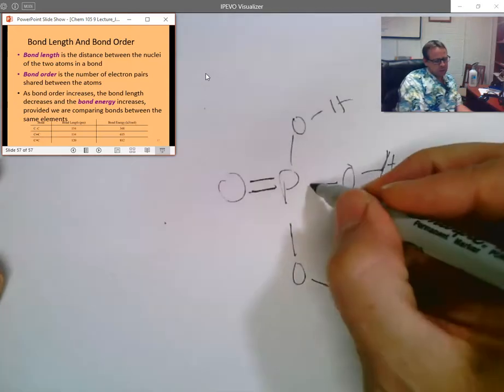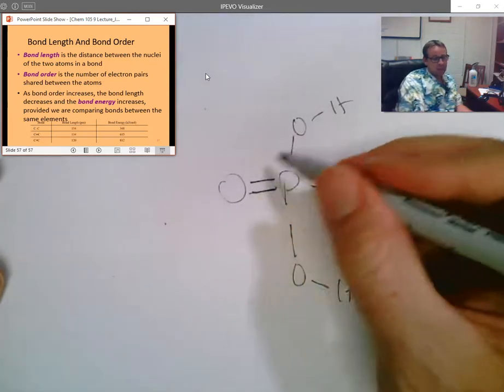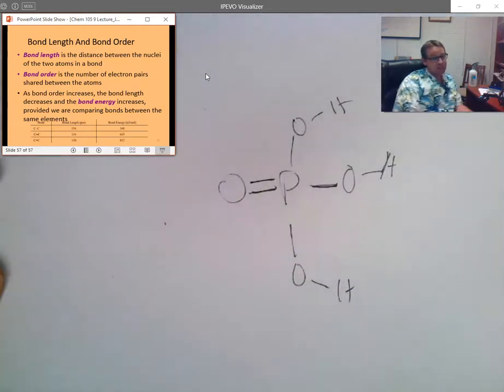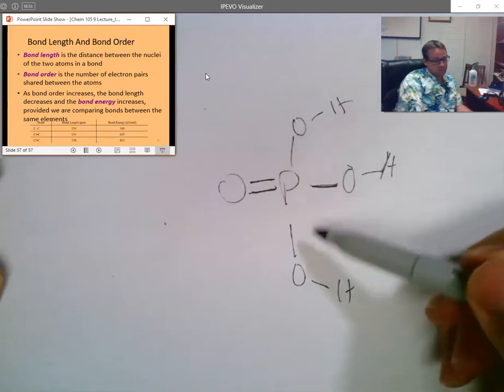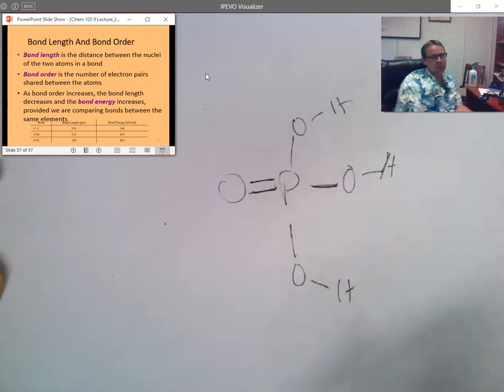So if you took the length of 3 single bonds and 1 double bond, added them together, divided it by 4, you would find that's the length of these oxygen-phosphorus bonds. Also, the strength of these oxygen-phosphorus bonds are an average of the strength of these 3 single bonds and that 4th bond averaged together. Okay?